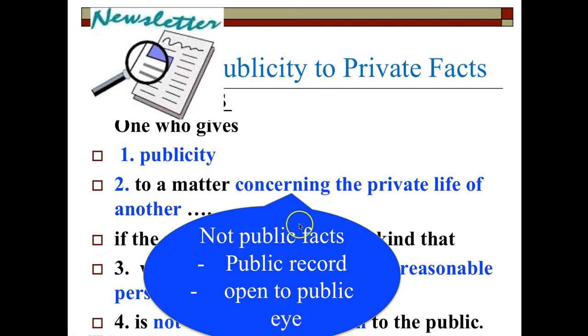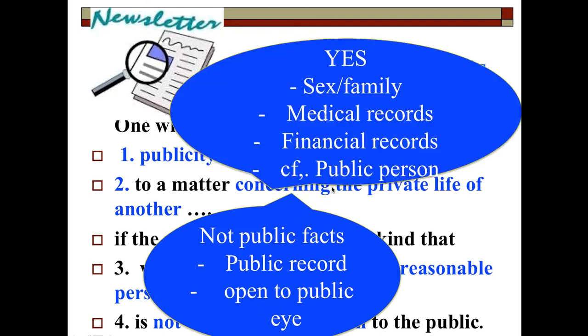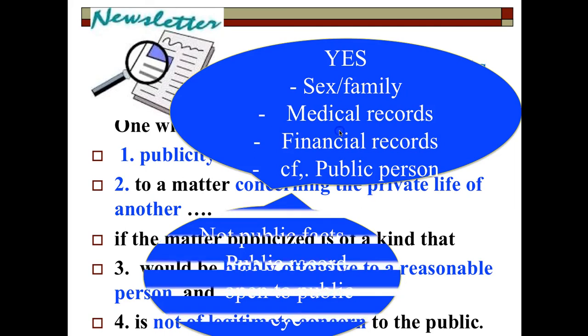What is enough to meet the second element? Typically, the courts will hold that confidential information about sex or your family, your medical records, your financial records, all constitute matters of private facts or private lives, and if the defendant gives publicity to them, you can sue under this tort. A public person can use this tort. However, courts tend to say they have a lesser expectation of privacy, a smaller group of information which we would deem to be truly private.